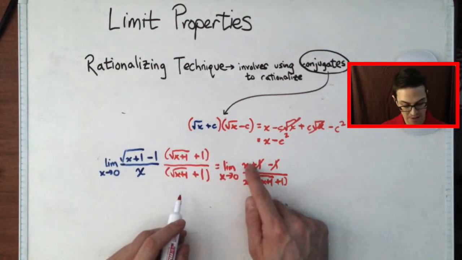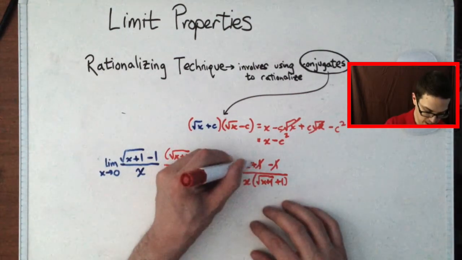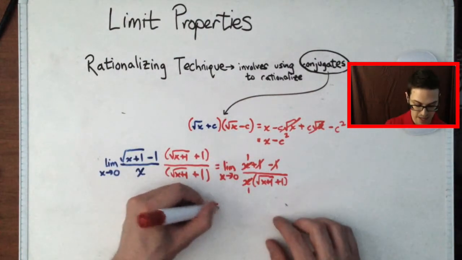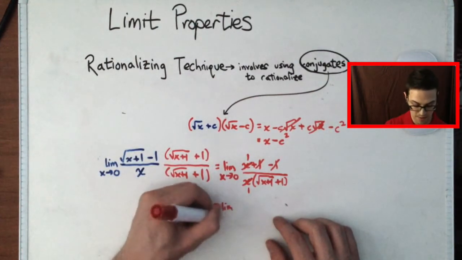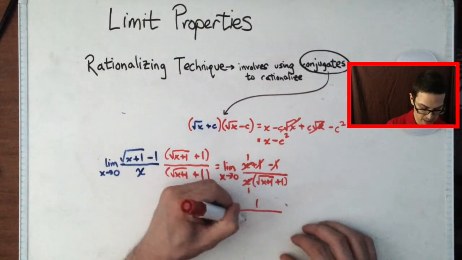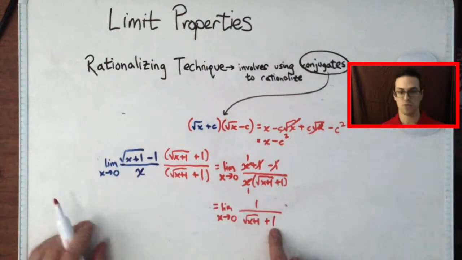Since we have an x right here and an x right here, x over x is 1, so I'm going to cancel this out. So you'll end up having 1 over 1. Now I'm going to rewrite this, and it'll look like the limit as x goes to 0 of 1 divided by the square root of x plus 1 plus 1.